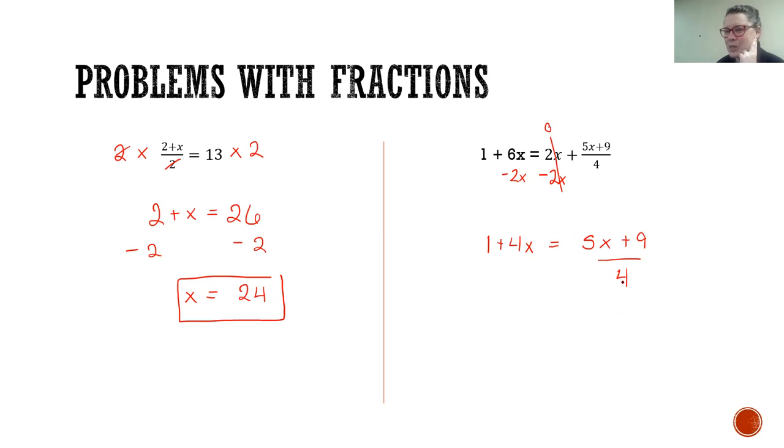Now, it'd be really nice if we didn't have this fraction because that fraction is just ugly. So let's do times 4. Okay? And whatever we do to one side, we're going to do to the other. So we're going to do times 4, but we have to remember we've got to multiply the whole side by 4. So these two cancel out. And we're going to do 4 times 1 and 4 times 4. 4 times 1 leaves me with 4 plus 16x equals 5x plus 9.